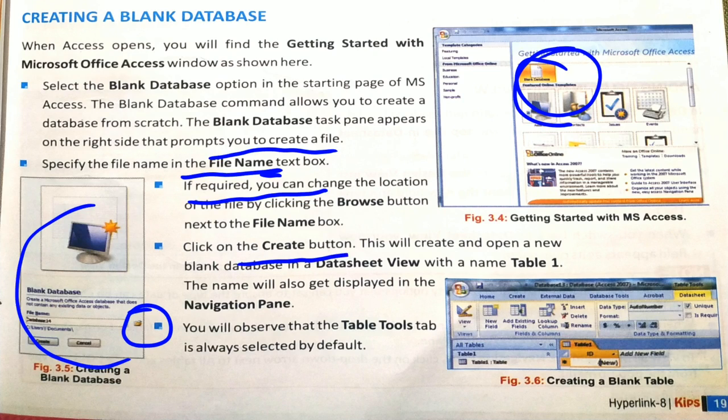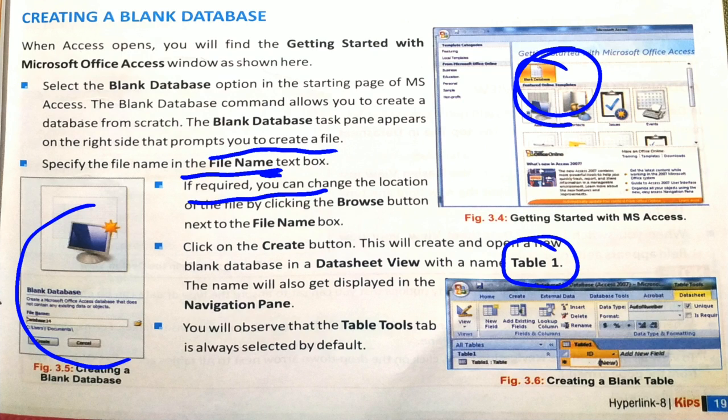Click on the create button. This will create and open a new blank database in the datasheet view with the name table1. After mentioning a file name, you will click on the option create. This will open a datasheet view with the name table1.